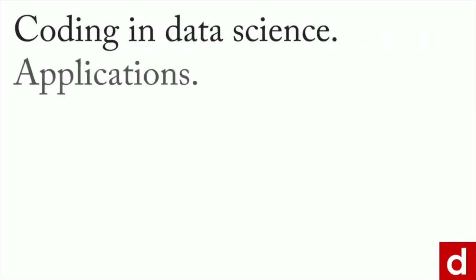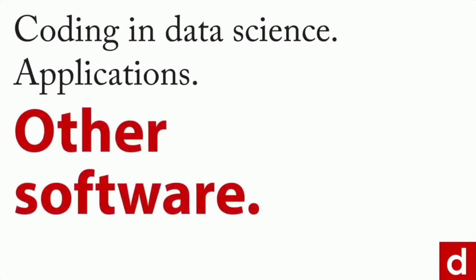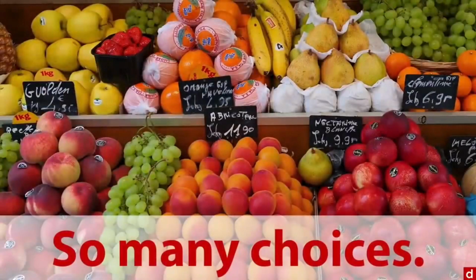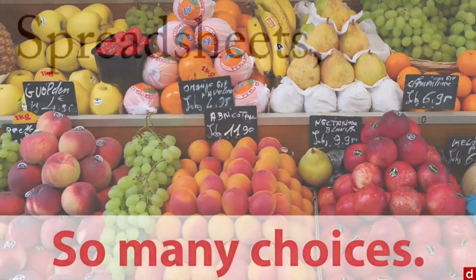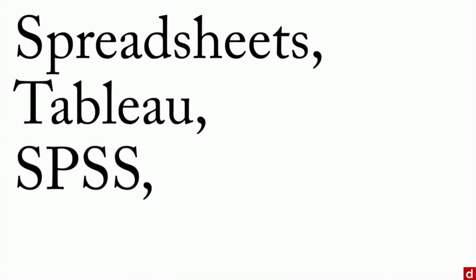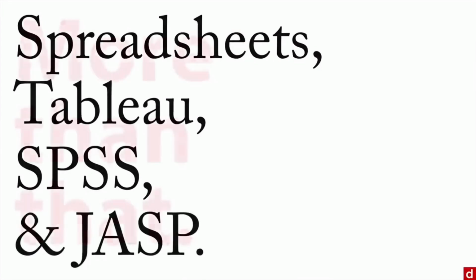Let's finish up our discussion of coding and data science, the applications part of it, by just briefly looking at some other software choices. And I'll have to admit, it gets kind of overwhelming because there are just so many choices. Now, this is in addition to the spreadsheets and Tableau and SPSS and JASP that we've already talked about. I mean, there's so much more than that. I'm going to give you a range of things that I'm aware of, and I'm sure I've left out some important ones or things that other people like really well. But these are some common choices and some less common but interesting ones.